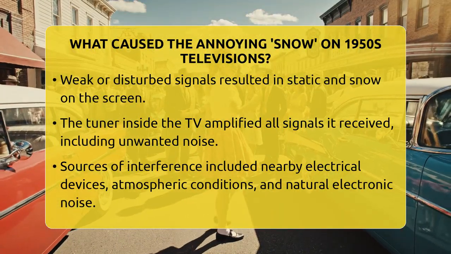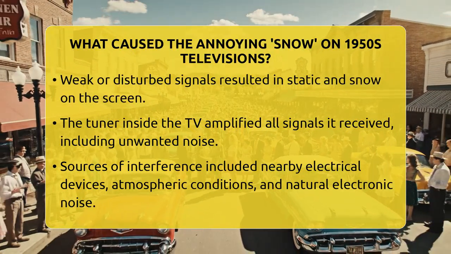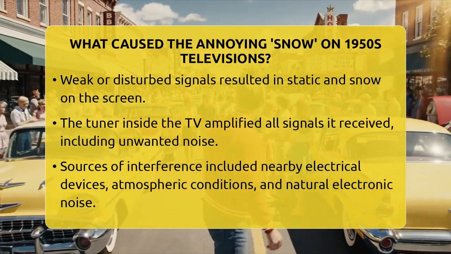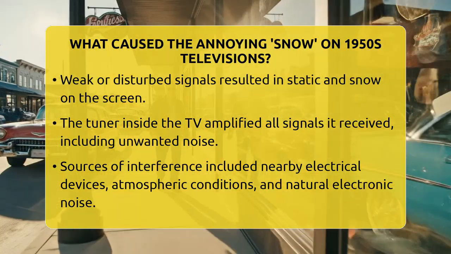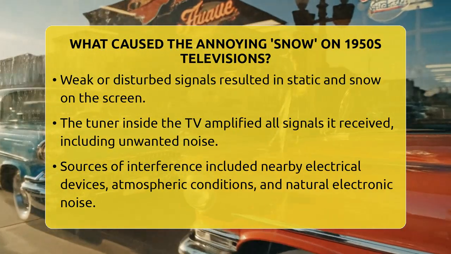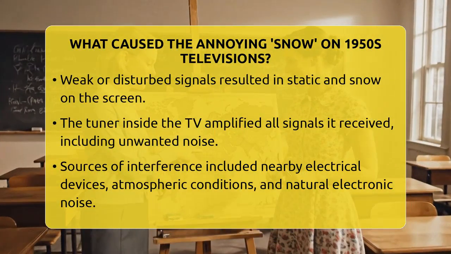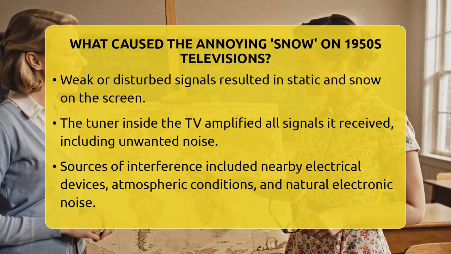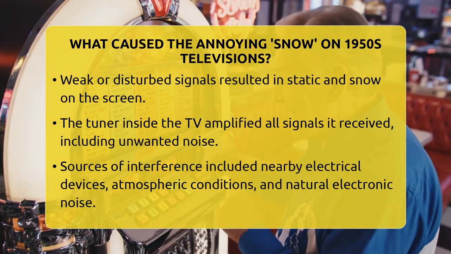The snow was caused by the television set picking up random electromagnetic signals instead of a clean broadcast. The tuner inside the TV would amplify whatever signals it could find, including unwanted noise. These stray signals could come from many sources, like electrical devices nearby, atmospheric conditions, or even natural electronic noise inside the television itself. One major source was what engineers called thermal noise, which is the random movement of electrons inside the TV's circuits. The warmer the electronic components, the more this noise showed up as static on the screen.